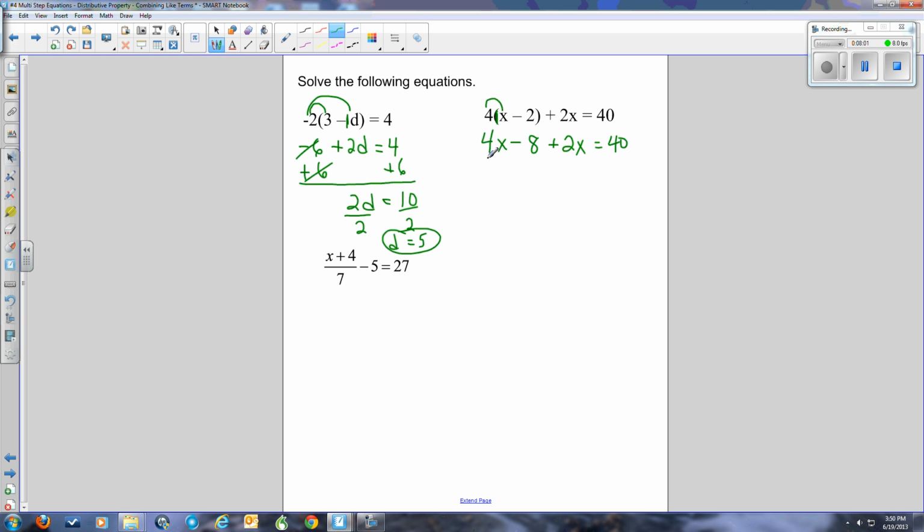So now let's take our like terms and combine them before we start solving. We always want to combine our like terms first. 4x plus 2x gives us 6x. Bring down the minus 8, and all of that is equal to 40. We want to do addition and subtraction first, so we're going to add 8 to each side. The 8's will cancel, and we have 6x equals 48. We want to get the x alone, so we'll divide each side by 6. And we end up with x equals 8.